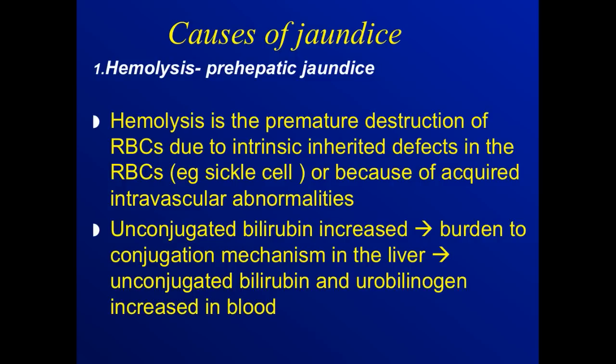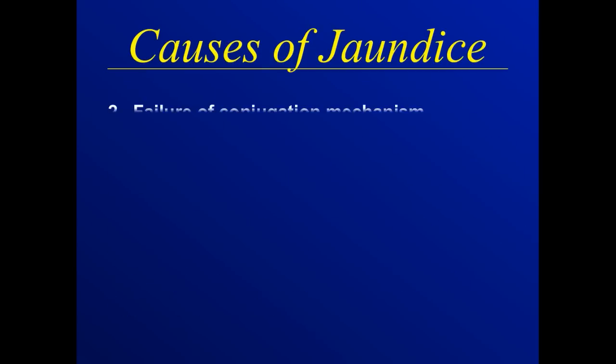Now, as a result, if you have more unconjugated, it will be metabolized in the liver, and your urobilinogen will also be high. Remember I said urobilinogen will be absorbed through the enterohepatic circulation. It will go to the kidney and then be found in the urine. So urobilinogen high, unconjugated bilirubin high. Now let's look at other causes.